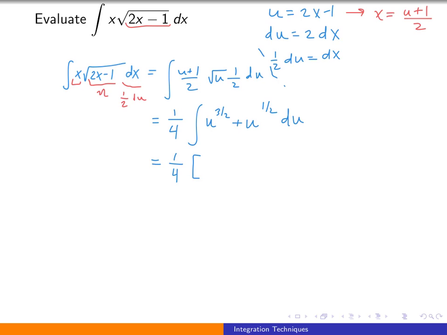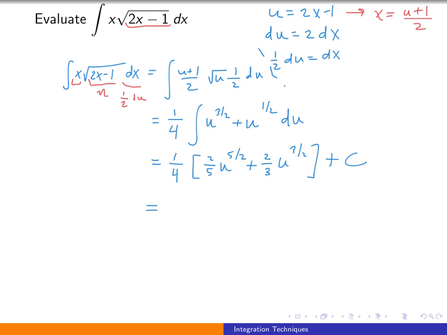So anti-differentiating term by term, 2/5 u to the 5/2 plus 2/3 u to the 3/2 plus c. And now our last step is to just go ahead and resubstitute back in. Replace each of these u's with a 2x minus 1. And let's simplify just a smidge algebraically while we're at it.